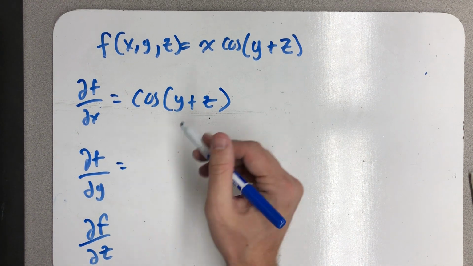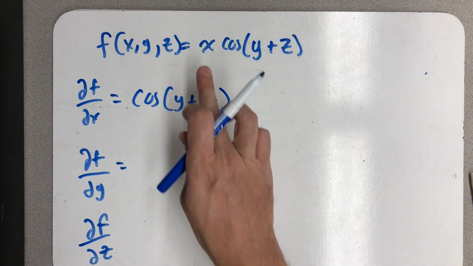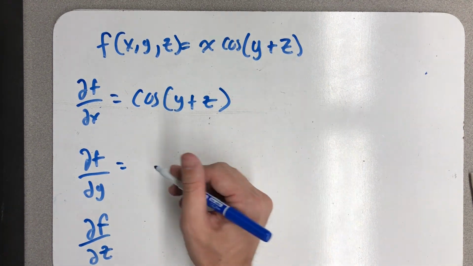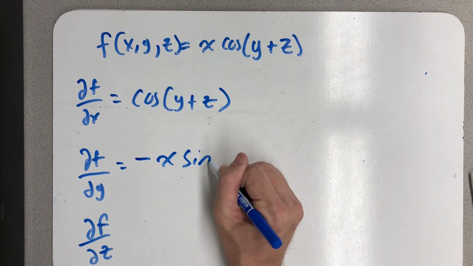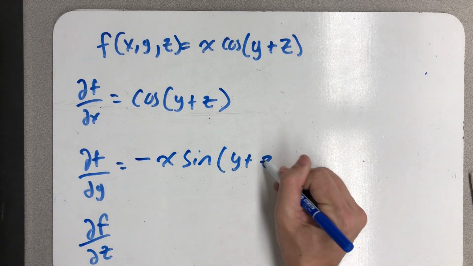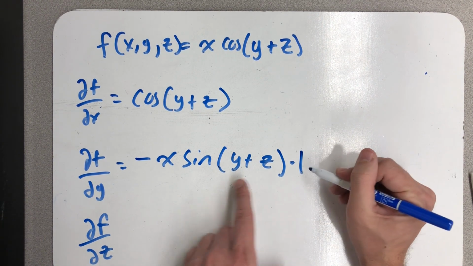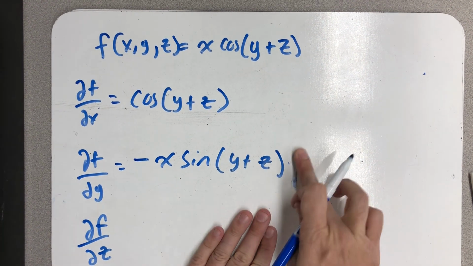All right, now, the partial with respect to y, both x and z are constants. So I'm going to treat that like a coefficient in front of a cosine. The derivative of cosine is minus sine, so I have that minus x because it's a constant multiple. y plus z, and I should be thinking chain rule. The derivative of y is 1, and the derivative of z is 0, so I just have that 1 plus 0 hanging out there. Don't even need to write that down.